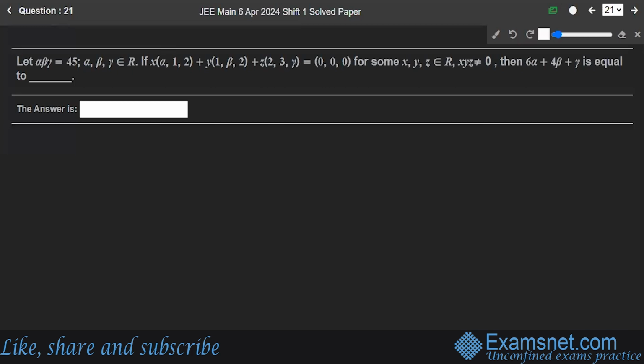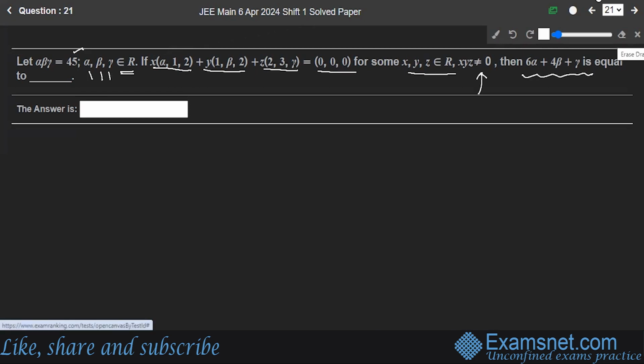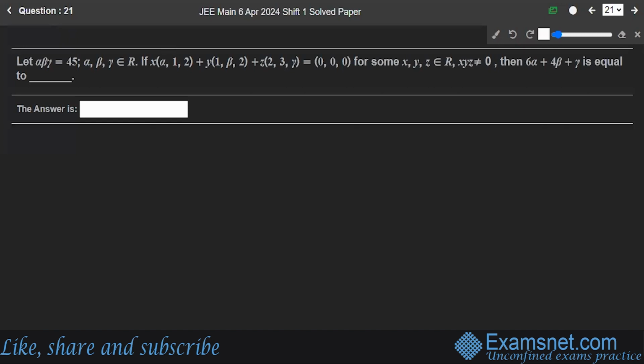Question number 21, let alpha, beta, gamma is equal to 45 and alpha, beta, gamma, they are real numbers. If x of this, y of this, z of this is 0, 0, 0 for some x, y, z belonging to real numbers, where the product of all three of them is not equal to 0. You have to find out the value for this expression. In other words, you have to find out alpha, beta, and gamma. So first thing you are given that the product of alpha, beta, and gamma is 45 and they all belong to real numbers, right?